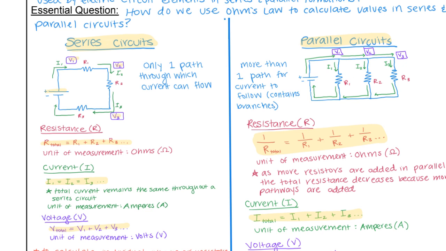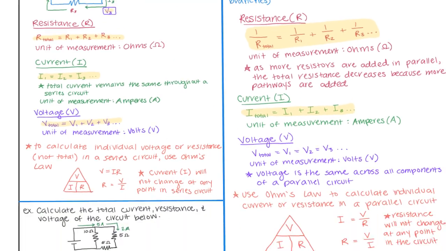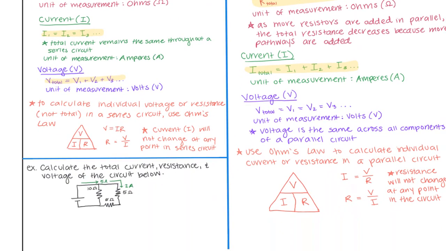So again, the total voltage in a series circuit is simply the addition of those different points in that series circuit. You're just adding the voltage together at any given point in a series circuit.